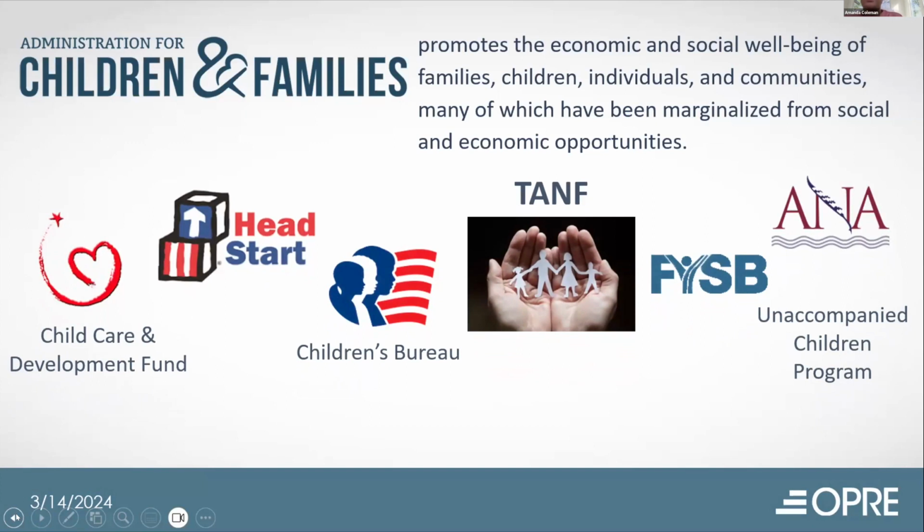So before I talk about my reflections, I think it's important to share a bit about the lens that I'm bringing and how that might be shaping some of the reflections that I share. So I sit within the Office of Planning, Research, and Evaluation. Again, OPRE is situated within the Administration for Children and Families, an agency of the U.S. Department of Health and Human Services. And ACF is responsible for federal programs that promote the economic and social well-being of families, children, individuals, and communities. And many of those we serve have been marginalized from social and economic opportunities.